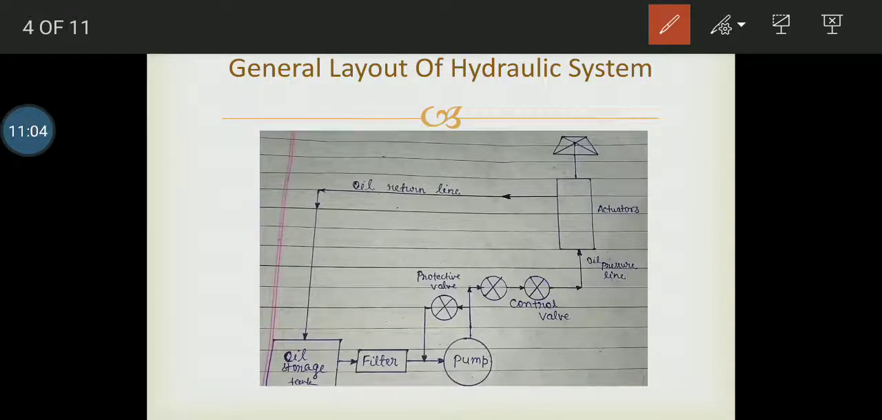If this question is asked in an exam, we just have to explain the complete layout part by part, or component by component, to the examiner in a specific manner. The diagram is very important in this question, so we have to learn by heart the diagram and the function of each and every component of this hydraulic system.